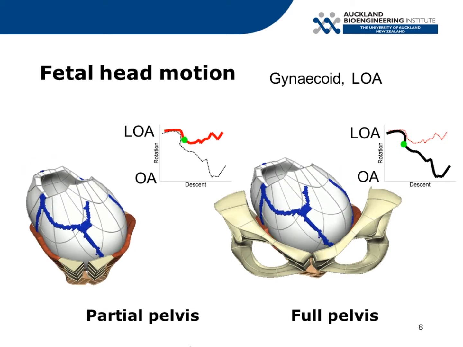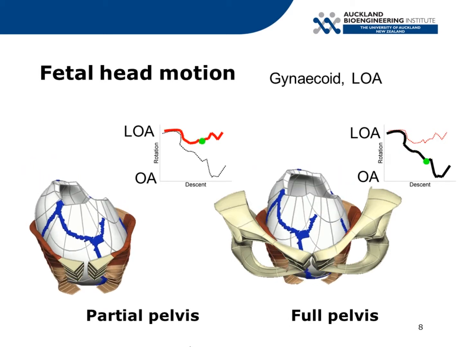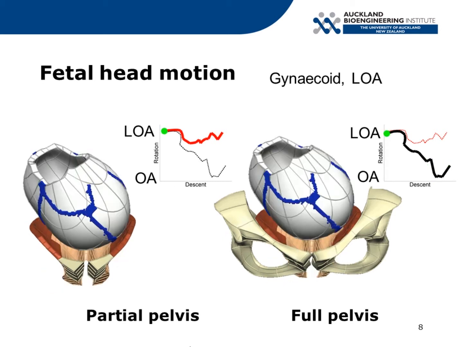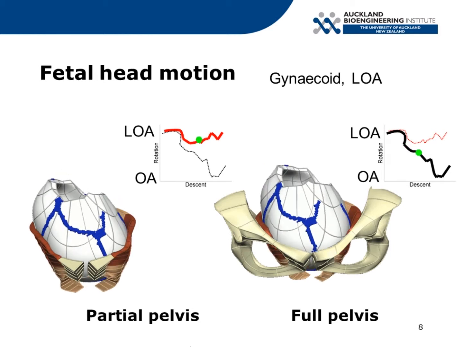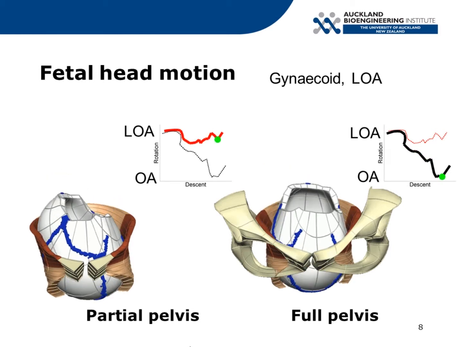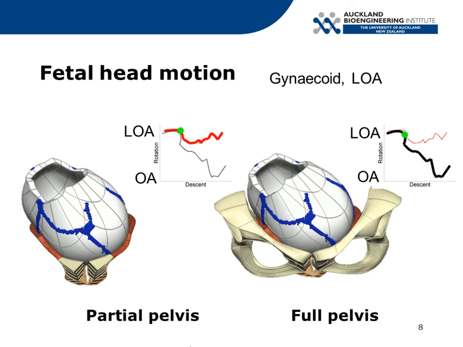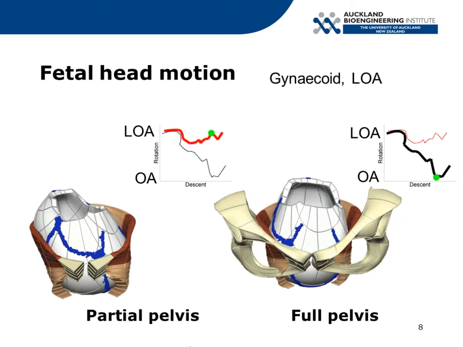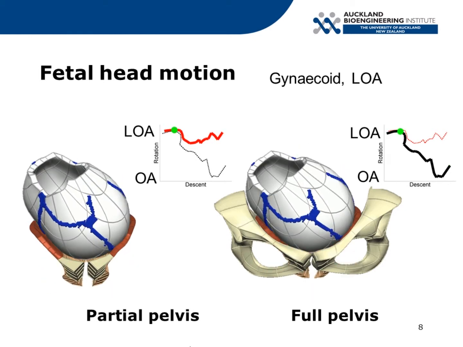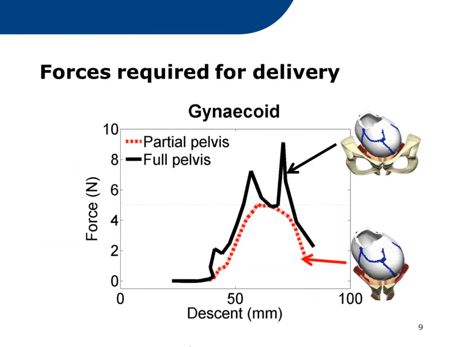And we also found that incorporation of the full pelvis gave rise to a significantly different fetal head motion for anthropoid and android pelvis. However, the presence of a full platypelloid pelvis only changed the fetal head motion slightly for the subject that we have selected. So here shows the force required for delivery for the same gynaecoid subject, starting with the same position.